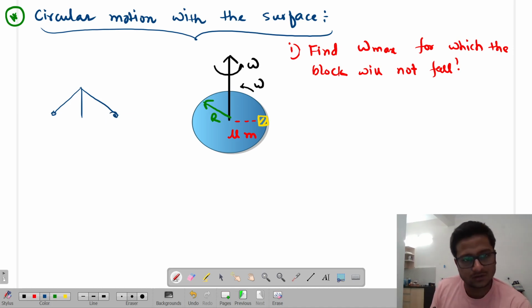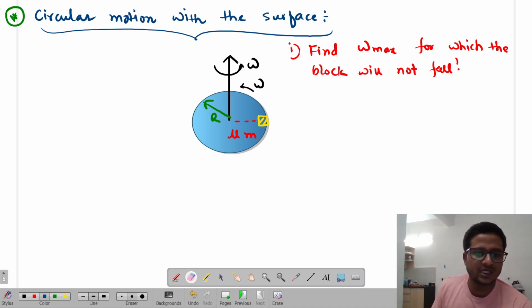Look, they go outside. So that means that there is some force which is pulling the mass outside or not.